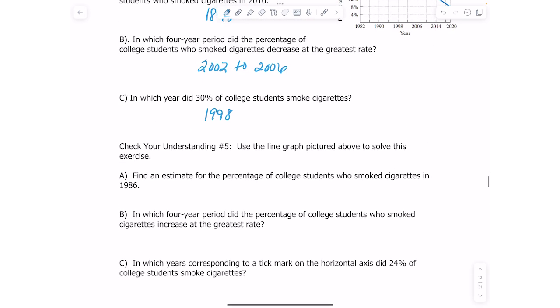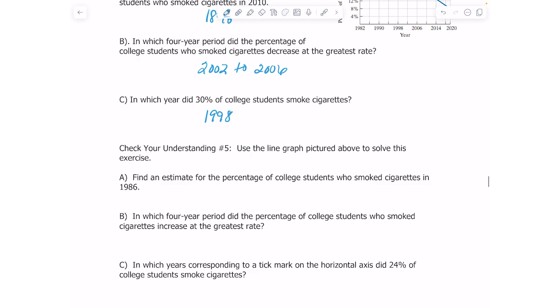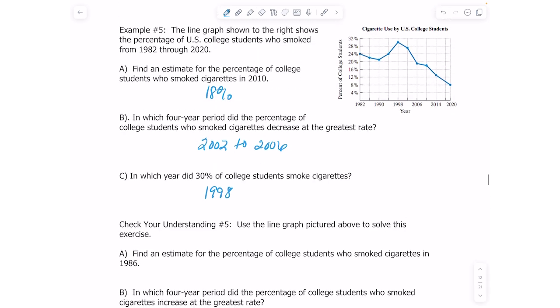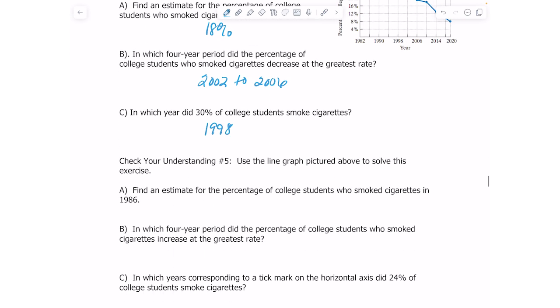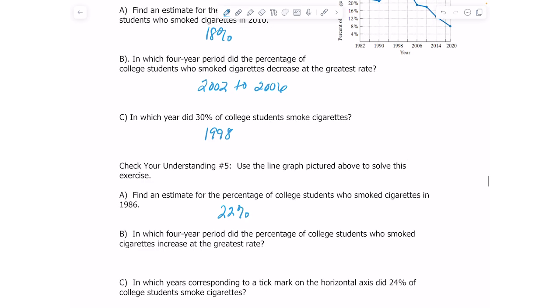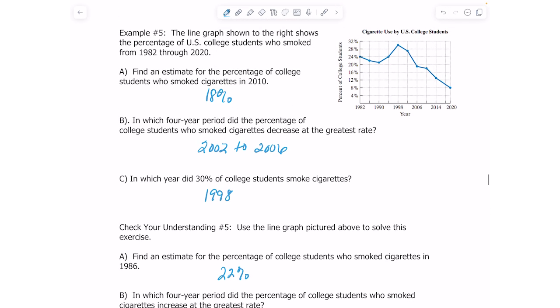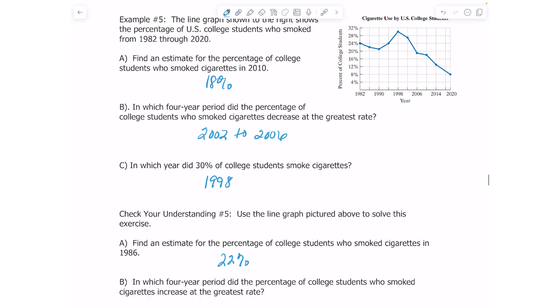Okay, so in A, we need to find an estimate for the percentage of college students who smoked cigarettes in 1986. I know that 1986, as I pointed out before, is right here. And if I go up to where I hit the graph, it's about, we can say, 22%. It looks like it's close to 21. Again, not certain. It could be 21.95% for all we know. It's just graphed in whole numbers to make it easier to look at the graph.